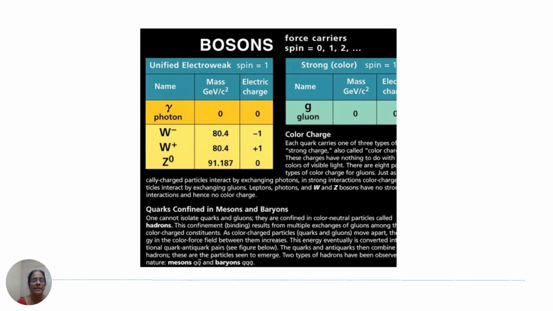And next come the W and Z particles. The Z particle is an uncharged particle, and W has two charges, negatively charged and positively charged. The W and Z particles have masses greater than protons and neutrons. They are heavy compared to the baryons, that is protons and neutrons, and W particles carry charge, negatively and positively charged, whereas Z bosons are neutral in nature.